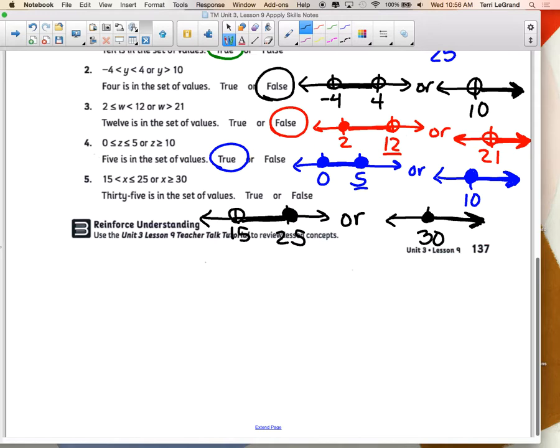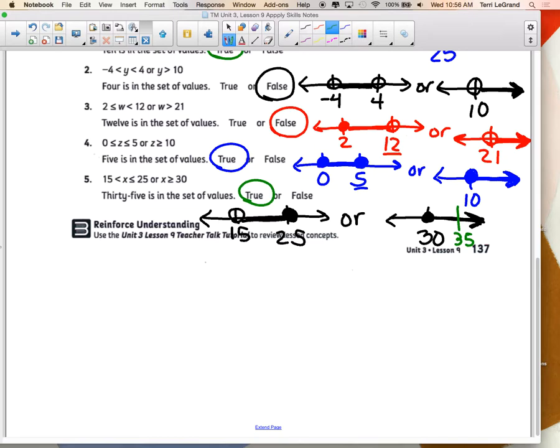How do you feel about this one? 35 is in the set of values. True or false? True. True? Okay, so 35 is somewhere between 15 and 25? Oh. Well, but since it's an or, does it satisfy the second one then? Yeah, we could say it's probably something like right there. It's in the shaded region, isn't it? So we would say true. One or the other. It has to be one or the other.